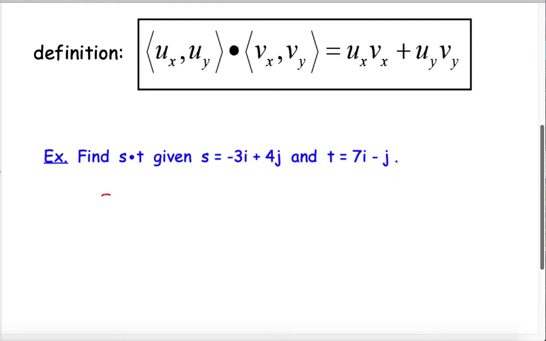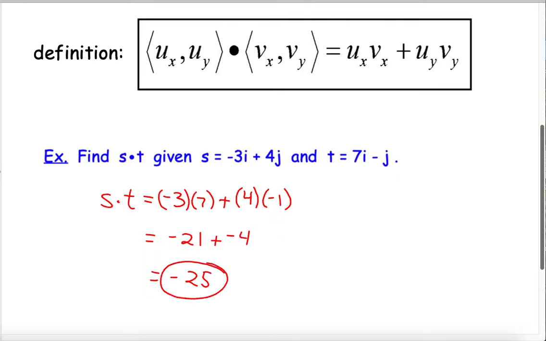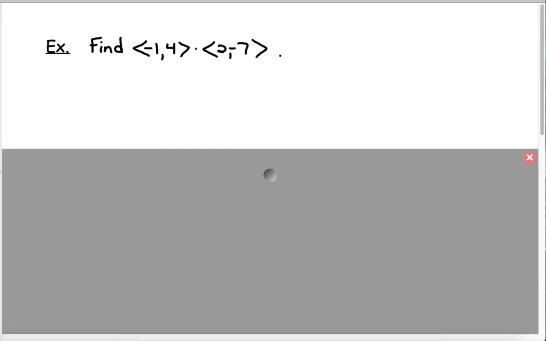Pick out the x components, so s dot t is going to be negative 3, and I shouldn't use a dot because that's confusing. So negative 3 times 7 plus, multiply the y components, 4 times negative 1. And we get negative 21 plus negative 4, negative 25. Easy enough calculation. Everybody should be able to do that. Let's look at some other examples. Find the dot product of these two. Well, negative 1 times 2 is a negative 2, plus a negative 28 is a negative 30.